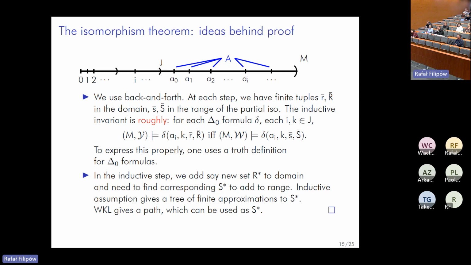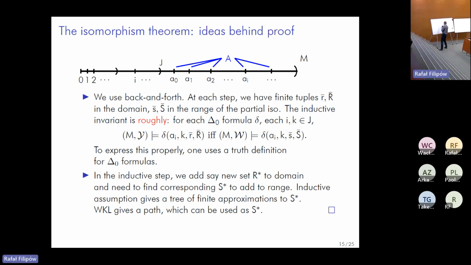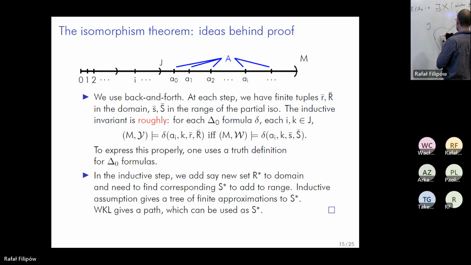At each step, we have some tuples of numbers, say small r, and sets capital R in one of the two universes. So maybe this is X, this is Y, that's a bigger second order universe, this is W, that's a bigger second order universe. There are some numbers r, there are some other numbers s, there are some sets capital R in Y, there are some sets capital S in W, and your finite partial isomorphism takes these numbers to those numbers and these sets to those sets.